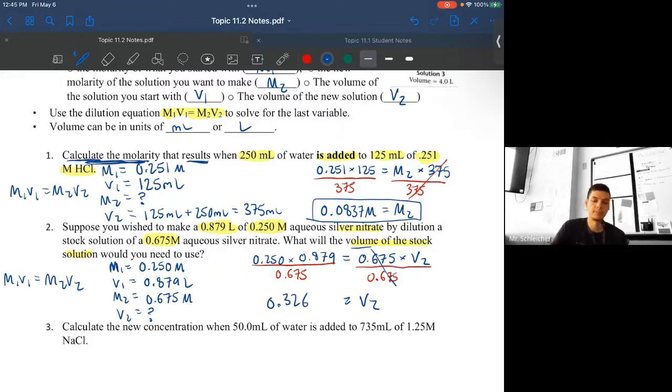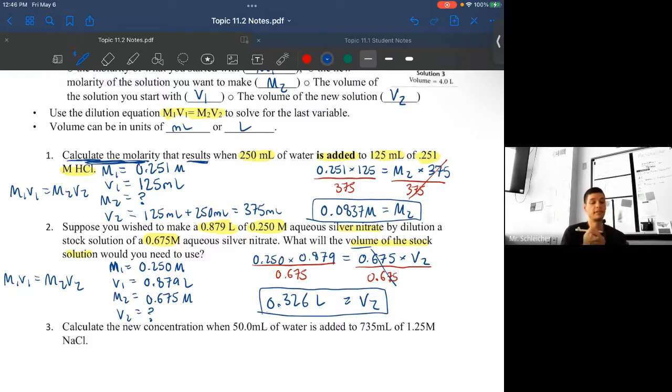0.326. Okay, our question to ourselves is 0.326 what? What unit of volume am I dealing with right now? Is it liters? It would be liters because I started out with liters. So that means this equation spit out a number of liters. Exactly. So that's my final volume there.